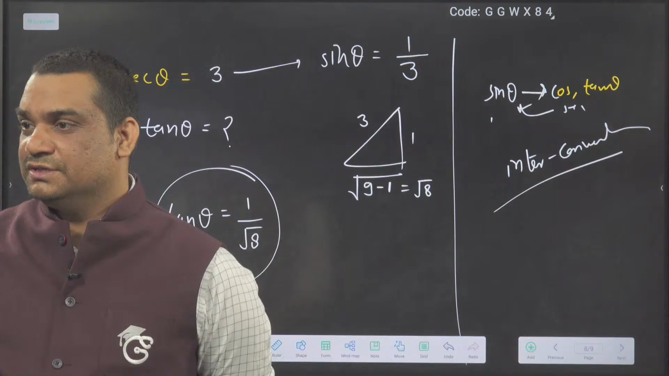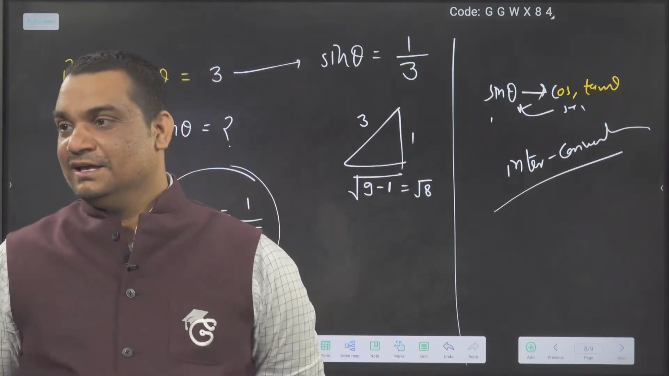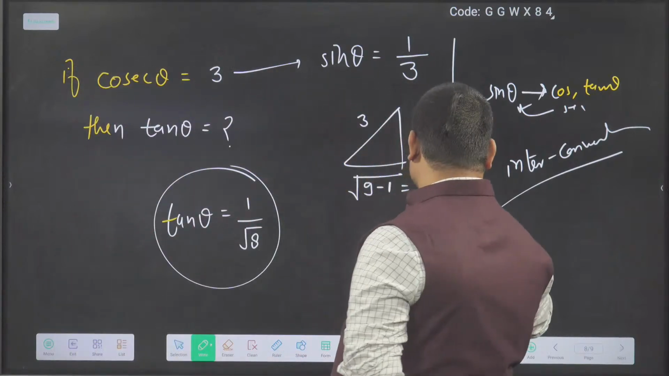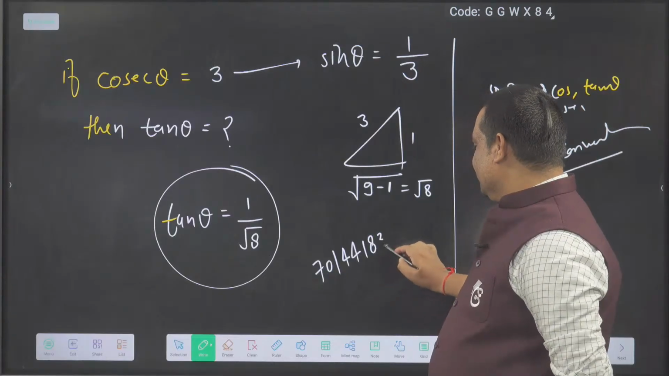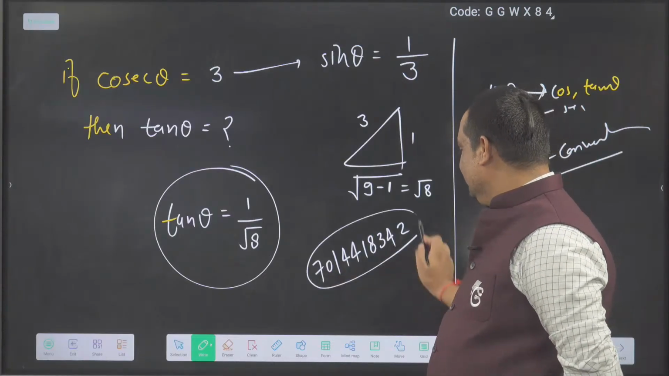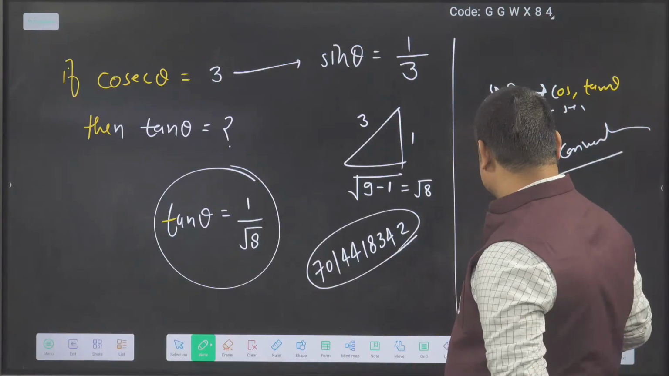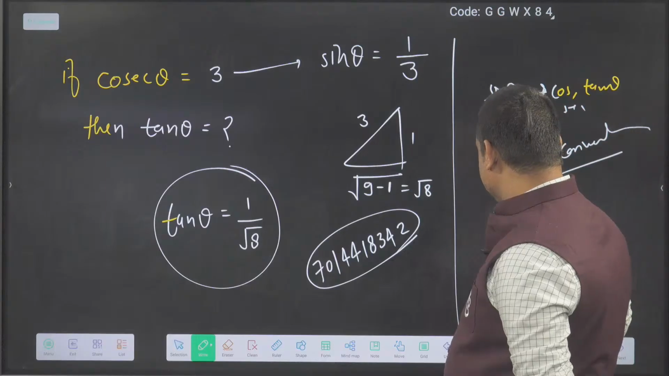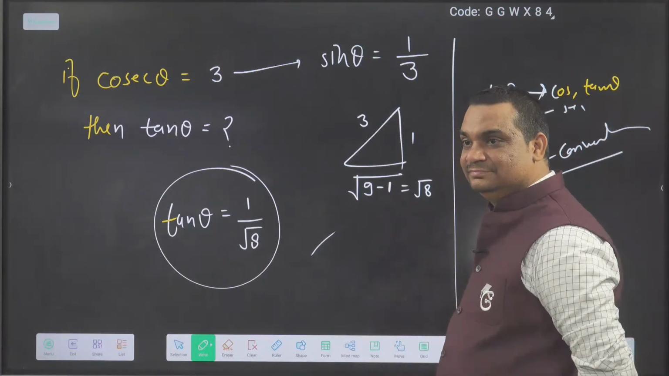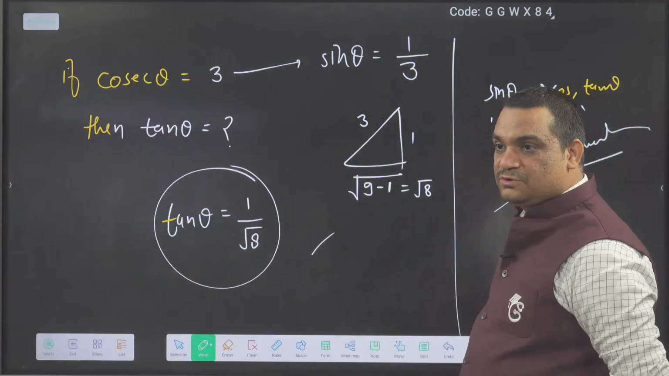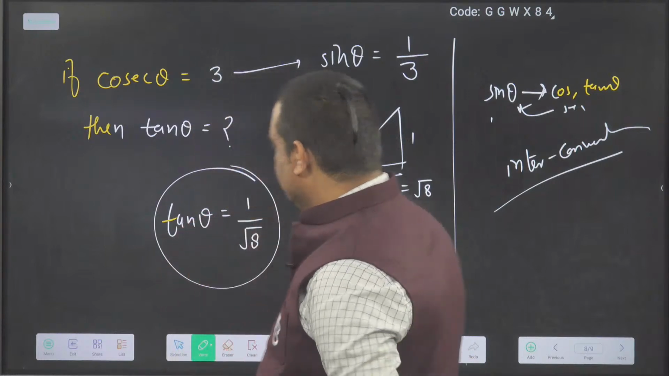Arthur is saying some relation. Arthur, you can solve it, send your calculation to me. This is my number. Could you please give one more question on cosec? Yes, I will surely give one more.